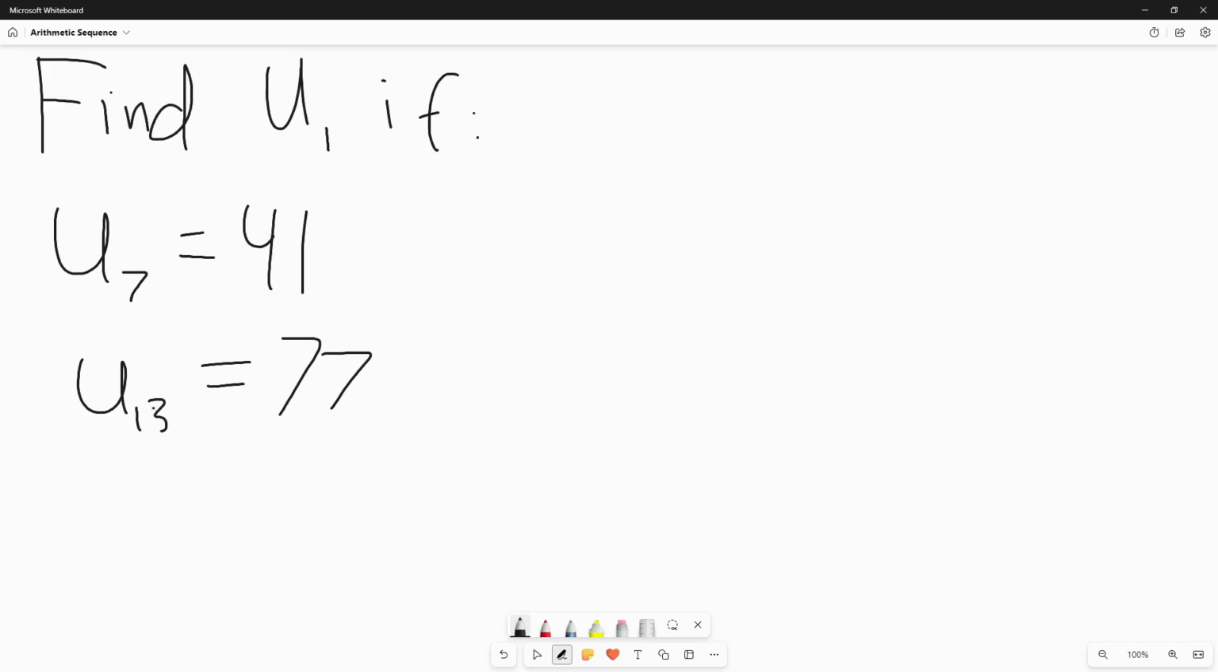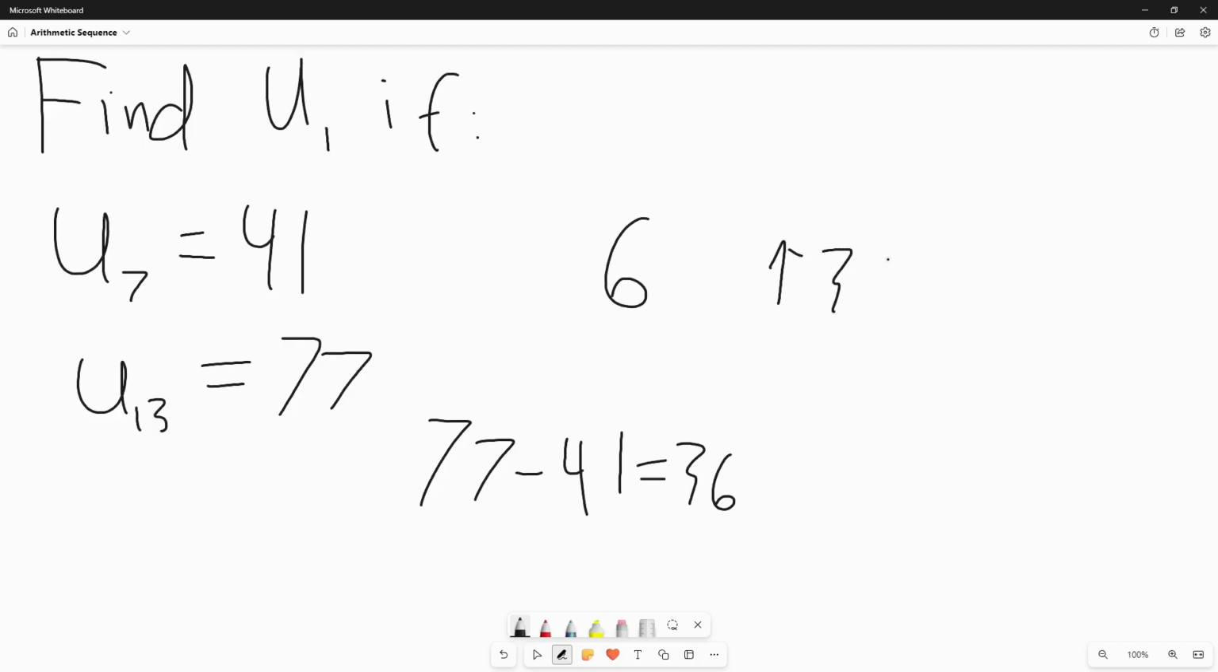Now, the difference between 7 and 13 is 6, and so for 6 terms, it goes up by this much. The difference between 41 and 77, which is 77 minus 41, equals 36. So every 6 terms, the sequence goes up by 36. So how do we find how much it goes up by? If it goes up by one term, we just do 36 over 6, which is 6. So that means the difference between each term is 6.